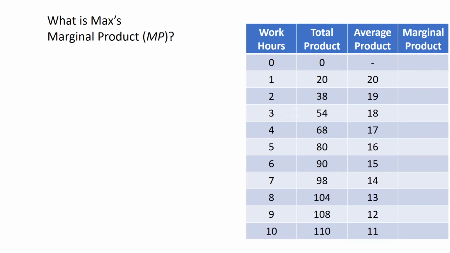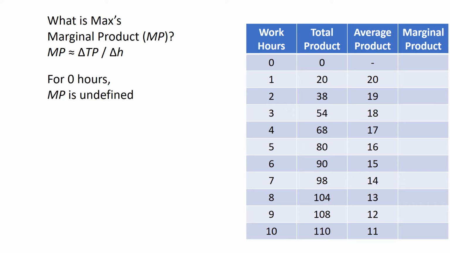What is Max's marginal product? It's approximately the change in total product divided by the change in hours. However, in this case, the change in hours is always equal to 1, so his marginal product is really just approximately the change in total product. I'll go through the whole formula so that you can see what I'm talking about.